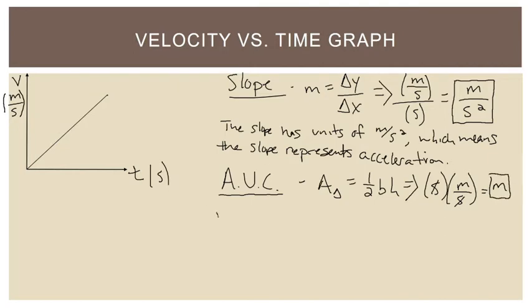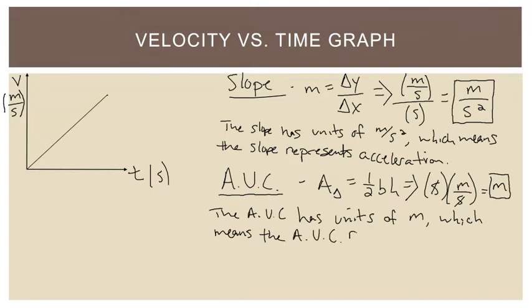And so we can say here, the area under the curve has units of meters, which means the area under the curve represents displacement. Now, of course, if you're wondering why is the area under the curve displacement and not distance, this goes back to the idea that we were discussing before, that scalars go with scalars and vectors go with vectors. And so because this is a velocity versus time graph, which is a vector, the area under the curve must also represent a vector, which is displacement.